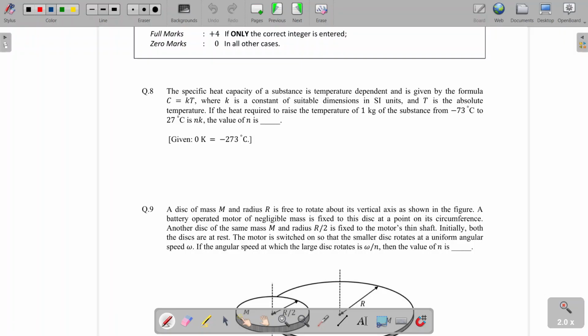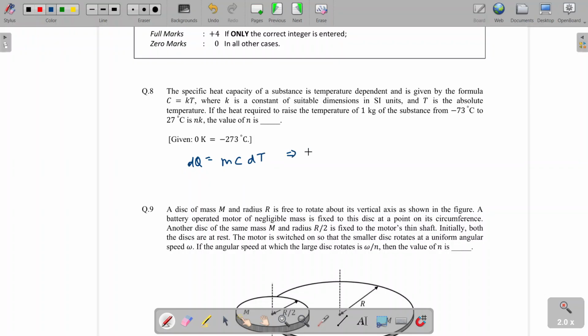We have a question of thermodynamics in this paper. The question is rather straightforward. You have a substance whose specific heat capacity varies with temperature. So if we ask what is the general formula for the heat, dQ is mass times specific heat capacity times change in temperature dT. This is the heat supplied.